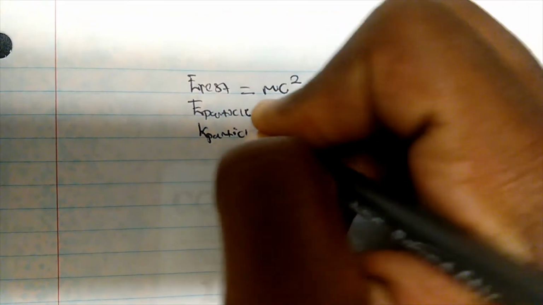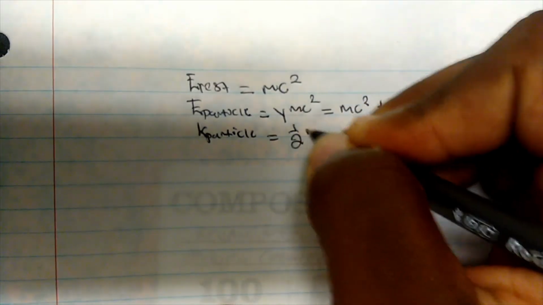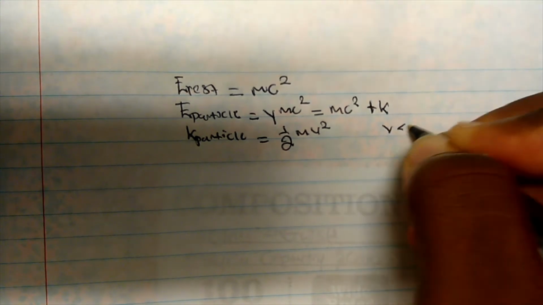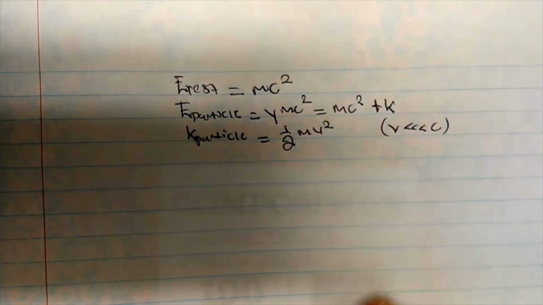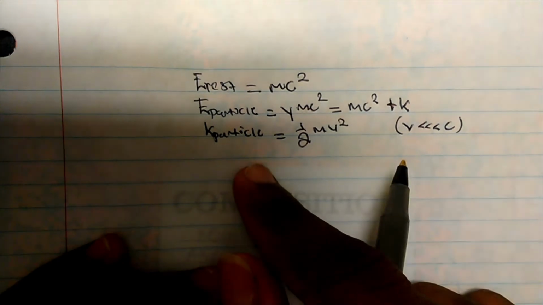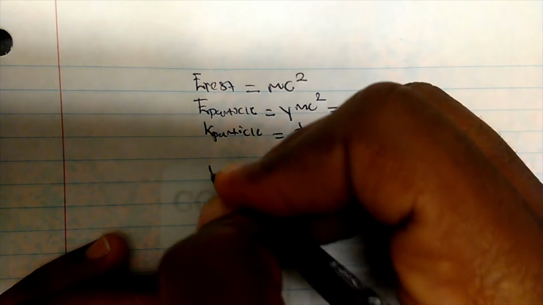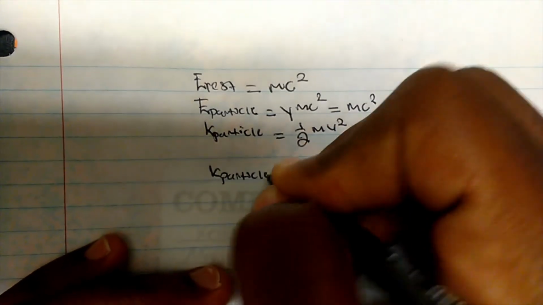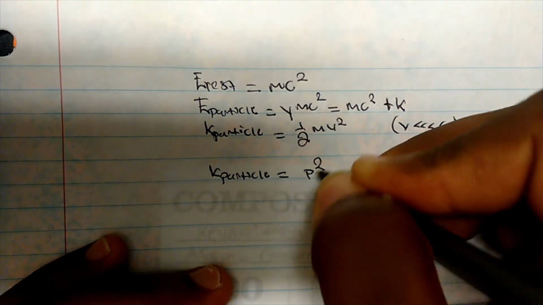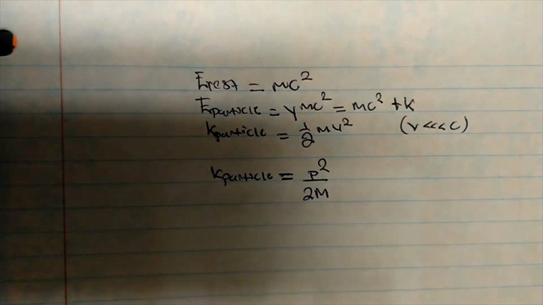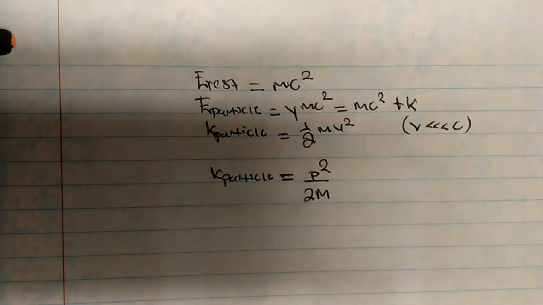And the kinetic energy of a particle is just equal to 1/2 mass times velocity squared, and this is only if your velocity is much less than the speed of light. Now there's another way to relate your kinetic energy: you could also relate it to momentum. That's equal to the momentum squared divided by 2 times the mass of that particle. So these are some of the ways that we relate kinetic energy, rest energy, etc.